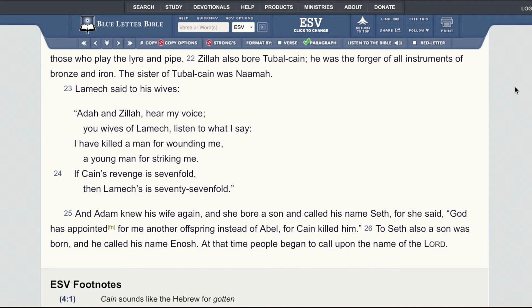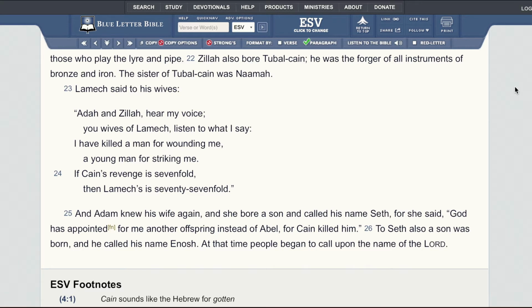Lamech said to his wives, "Ada and Zillah, hear my voice. You, wives of Lamech, listen to what I say. I have killed a man for wounding me, a young man for striking me. If Cain's revenge is 7-fold, then Lamech's is 77-fold."